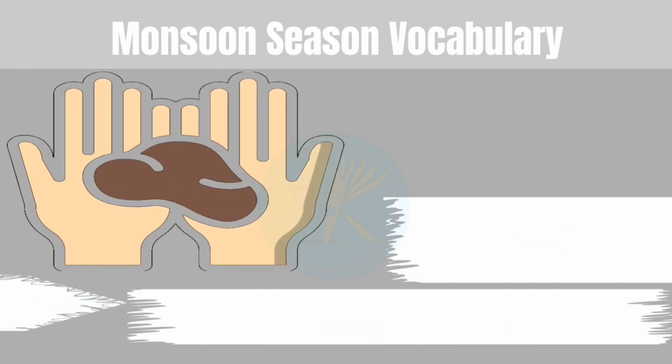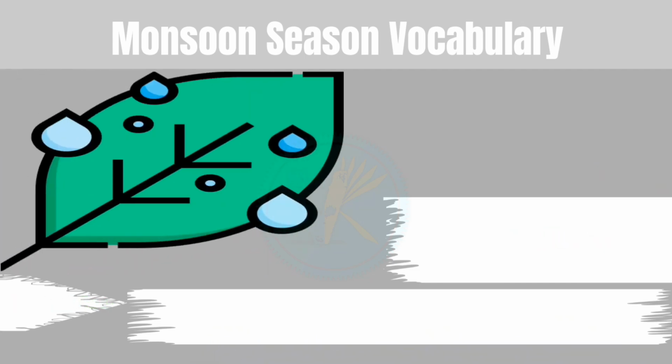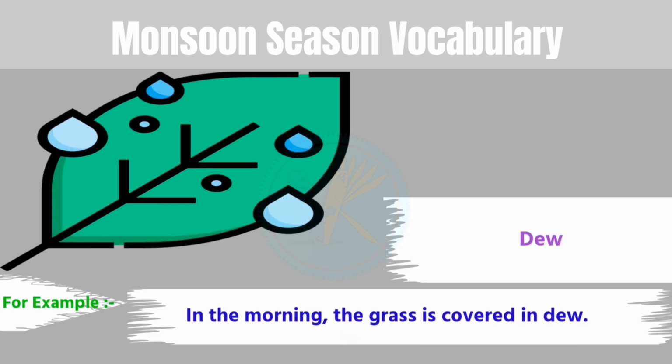Next, clay. Clay. For example, we made pottery using clay from the riverbank. Next, dew. Dew. For example, in the morning, the grass is covered in dew.